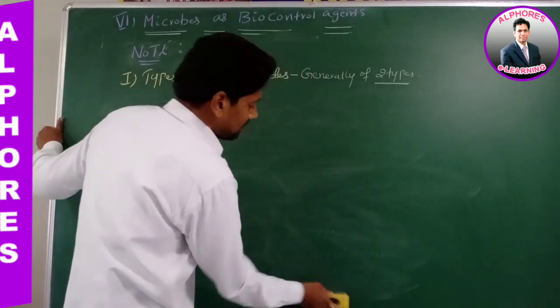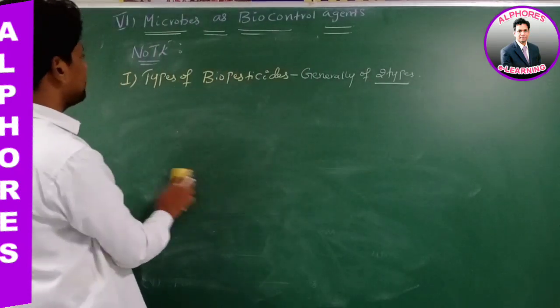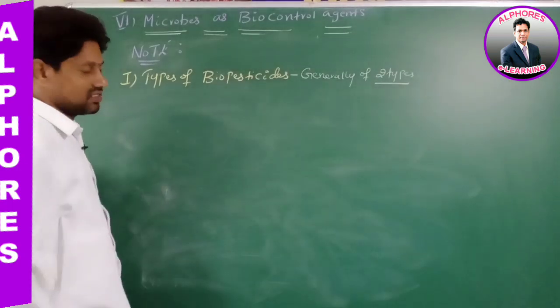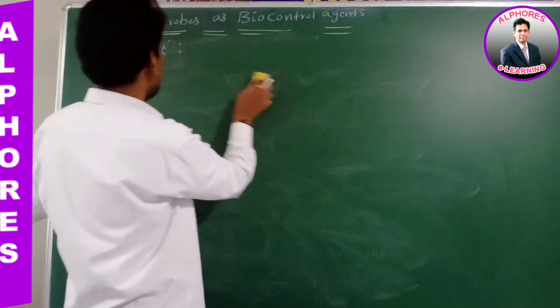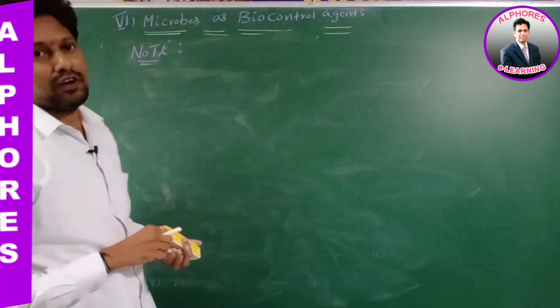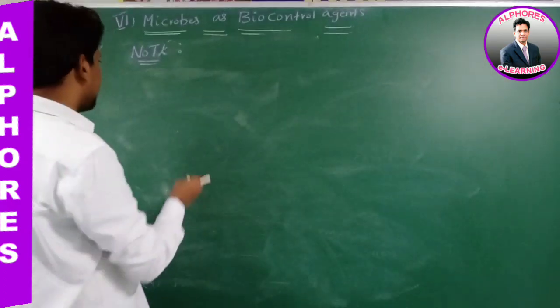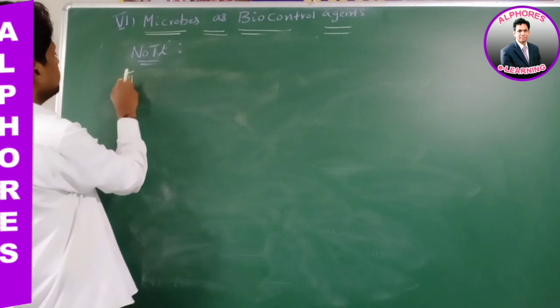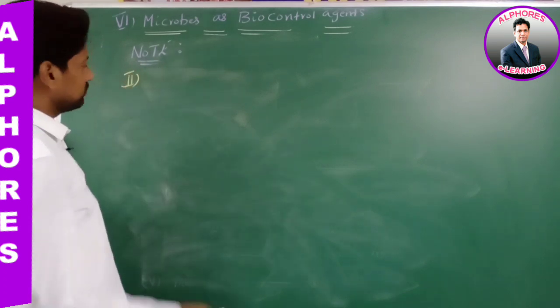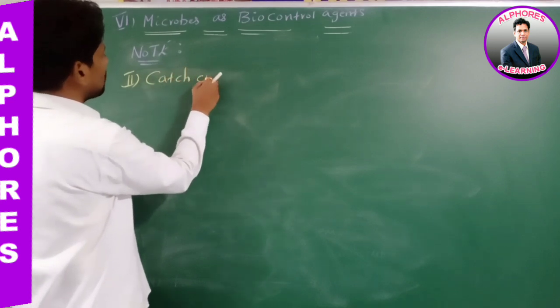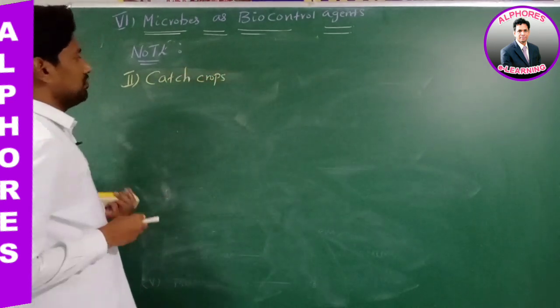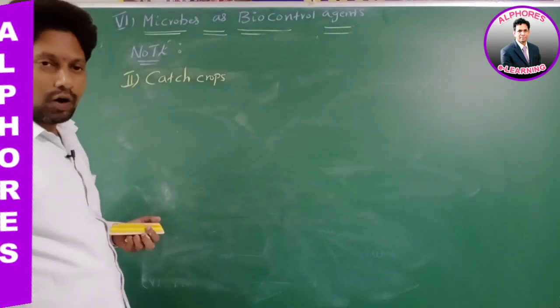We are discussing important statements concerned with biocontrol agents. We completed the first one, that is the types of biopesticides. Now go for number 2. Second point in the note: catch crops.